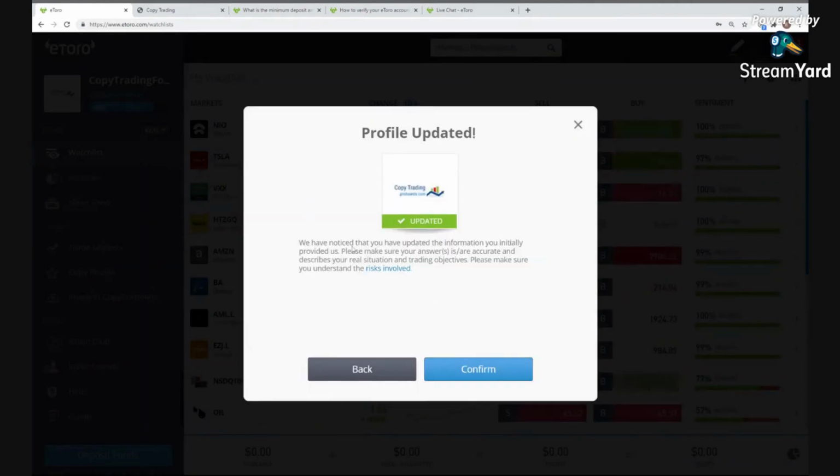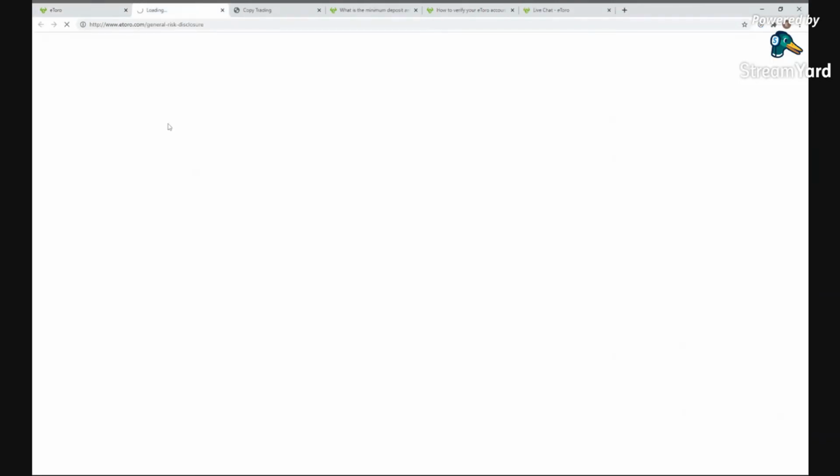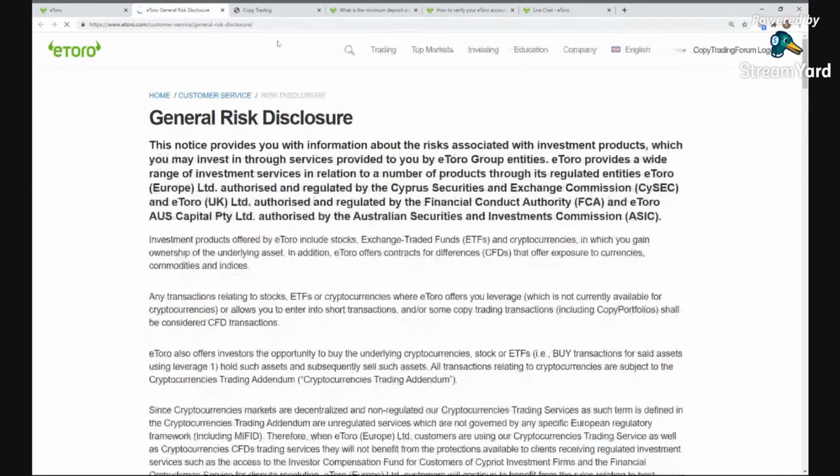So that's it here. We've been notified that your information is initially provided for. Please make sure to answer the questions. It's just telling you that the profile's updated. Please make sure you understand the risks involved in trading. There's a website here you can check out, which goes through the general risk disclosure.